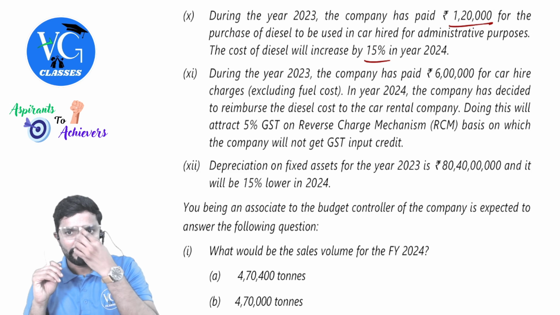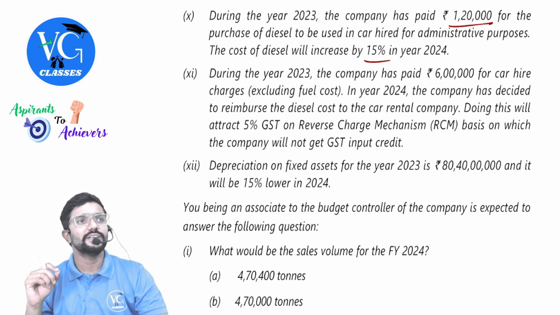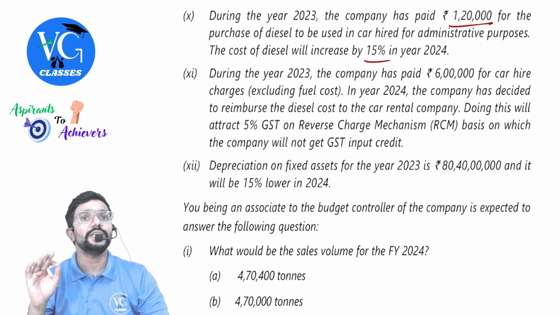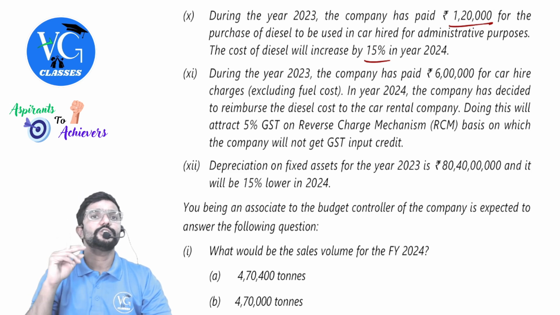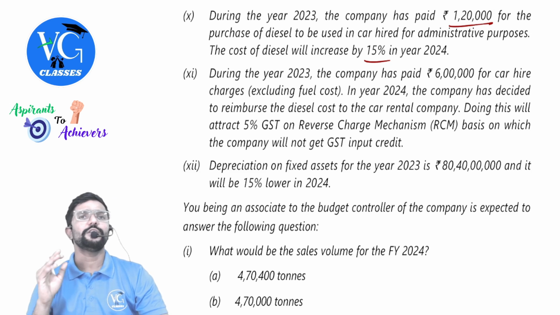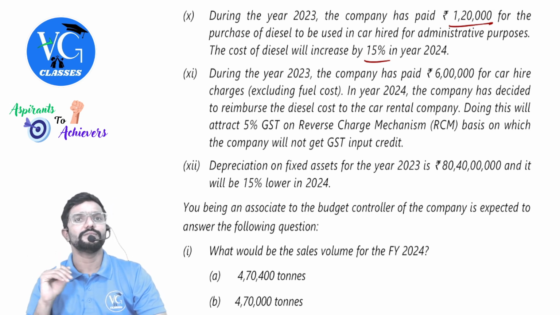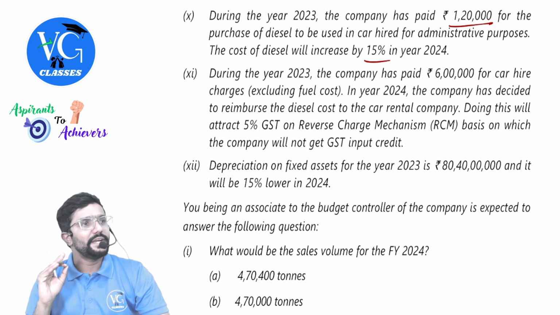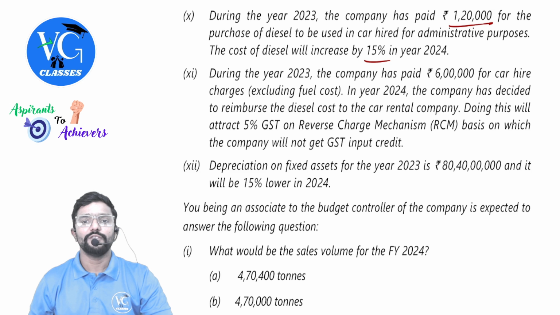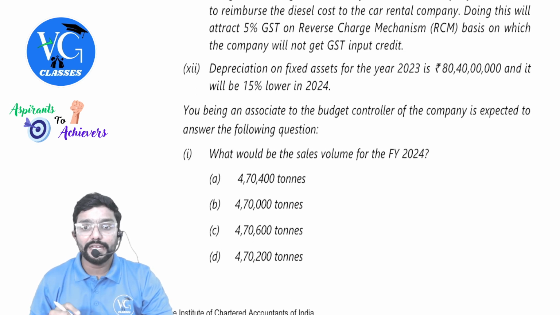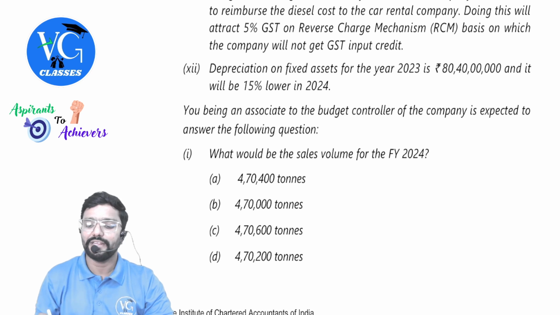Doing this will attract 5% GST on reverse charge mechanism, RCM, on which basis the company will not get GST input credit. Should we add it to the cost? 5%, should I add it to the cost or not? When credit is not available, you have to add it to the cost. Depreciation on fixed assets for the year 2023 is 80 crore 40 lakh and it will be 15% lower in 2024.